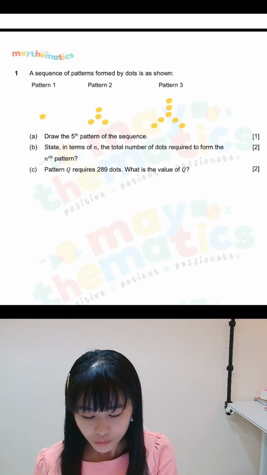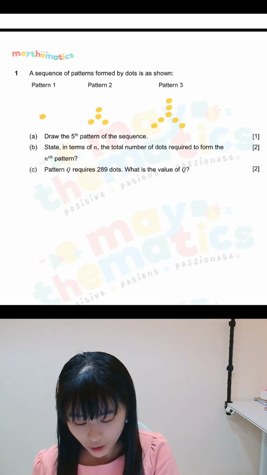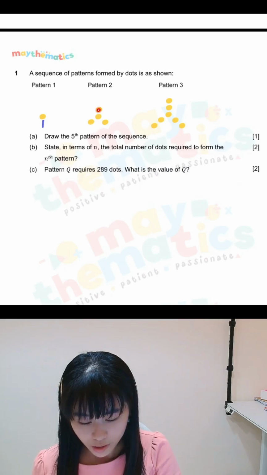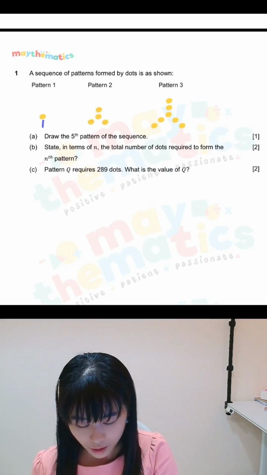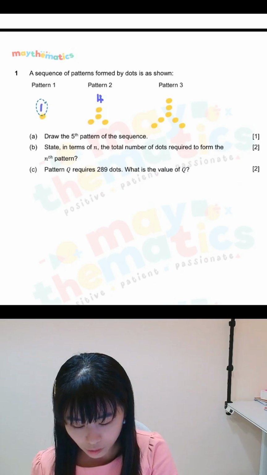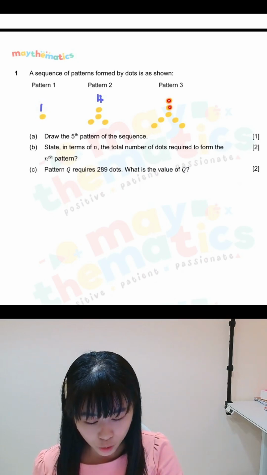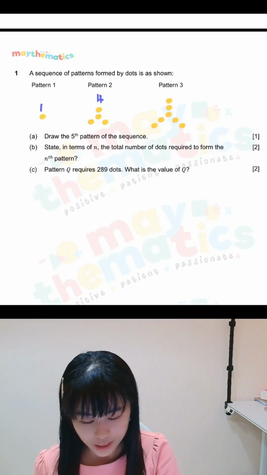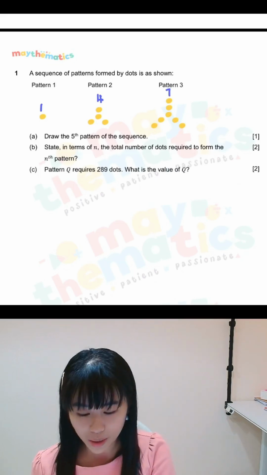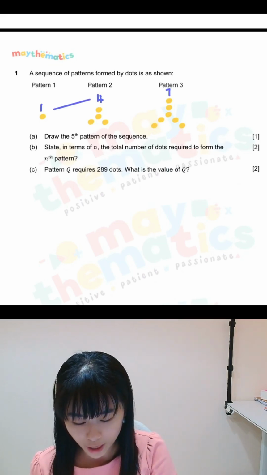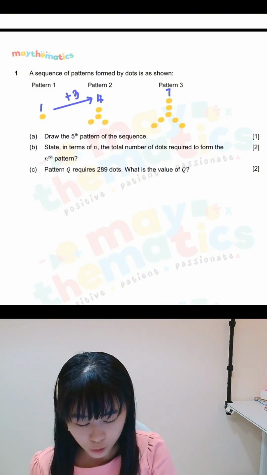Pattern 1, we have one circle here, right? Pattern 2, we have 1, 2, 3, 4. Okay, so 4. Let me write this down. Pattern 3, we got 1, 2, 3, 4, 5, 6, 7. Okay, 7. Alright, so if you see the pattern right here, from 1 to 4, you added a 3. From 4 to 7, you added a 3 as well.